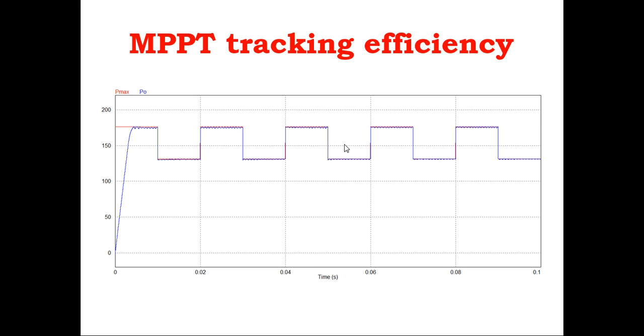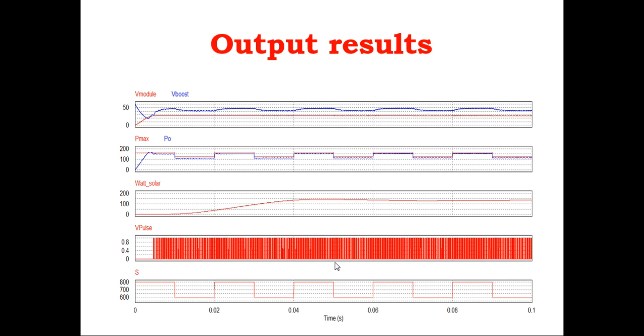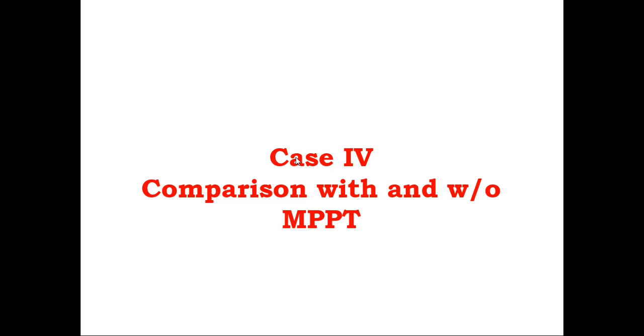This is the MPPT tracking efficiency. This is our maximum power, and this blue one is our tracked power. In case 3, we keep the same thing, but now we change the temperature from 25 to 40 degrees. Again there is a slight decrement in the efficiency and a slight decrement in the boosting voltage. This entire thing is done at 15 ohm resistance.